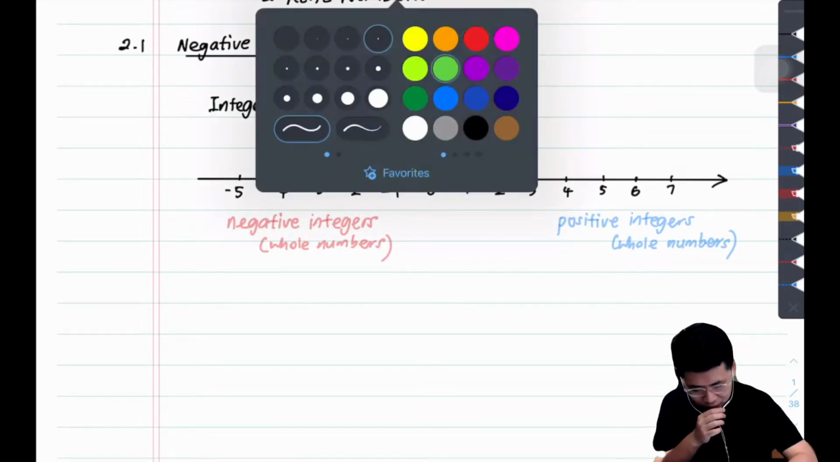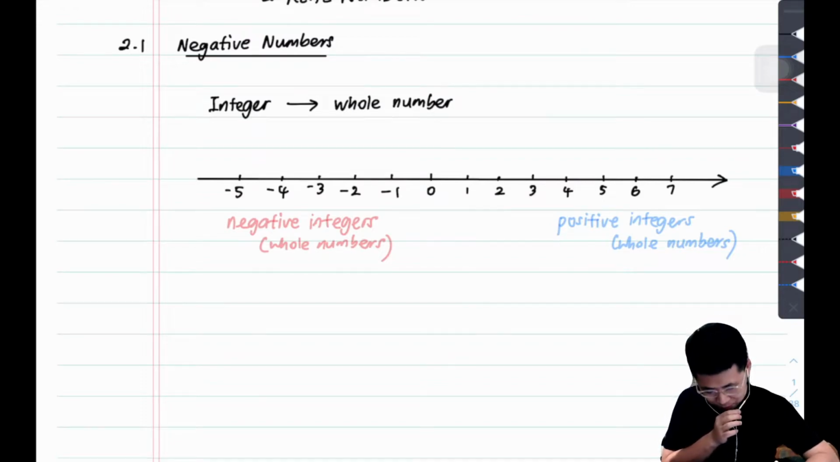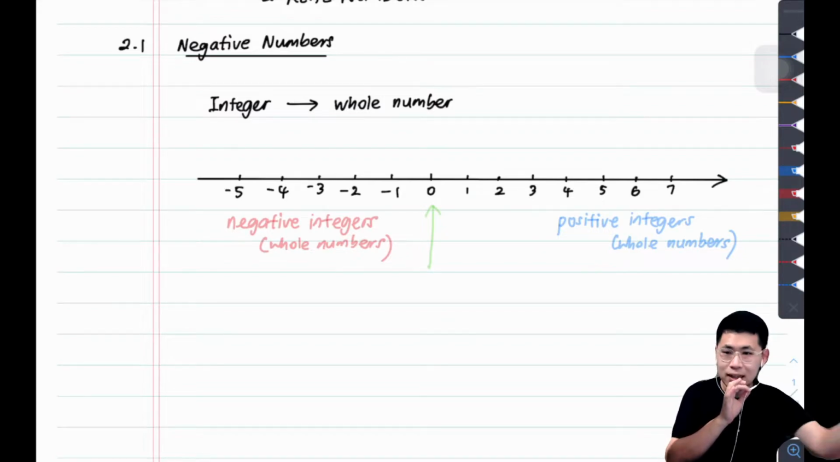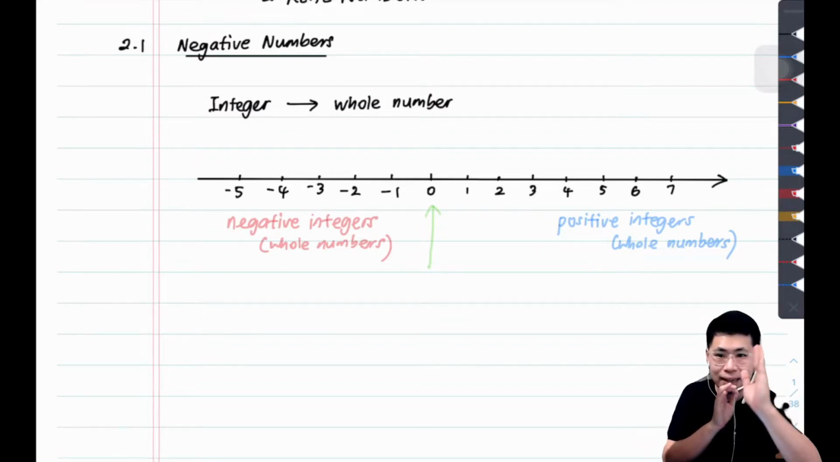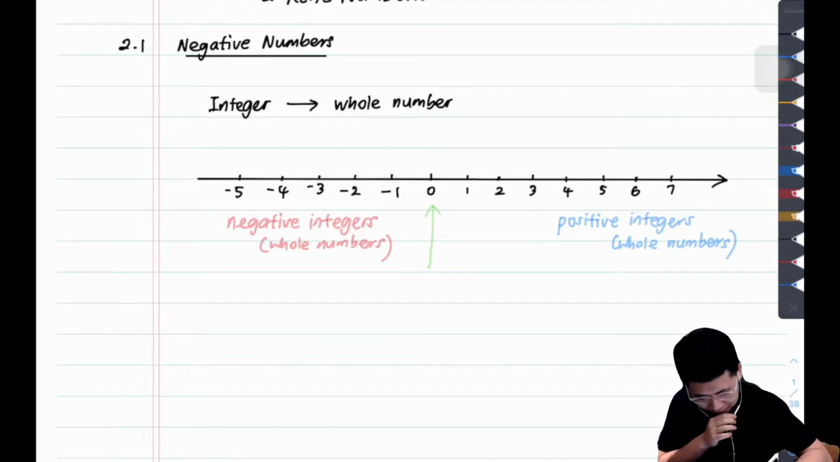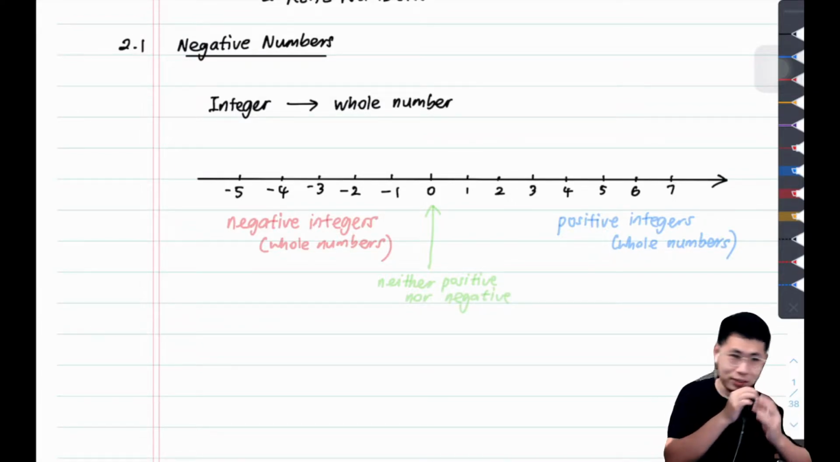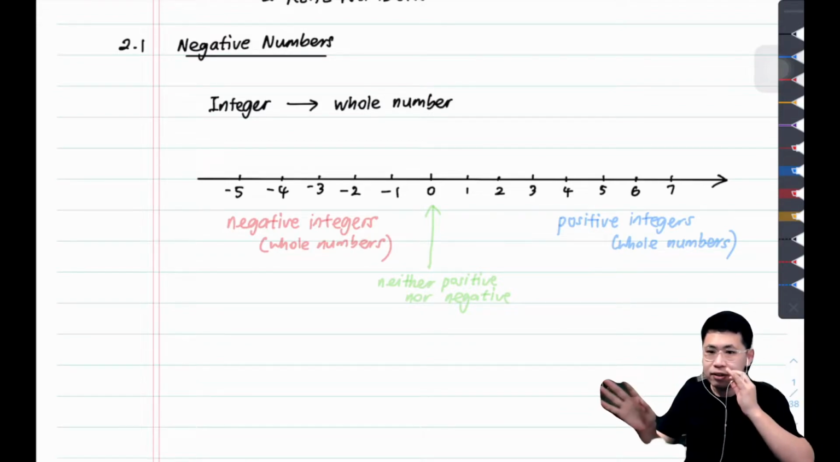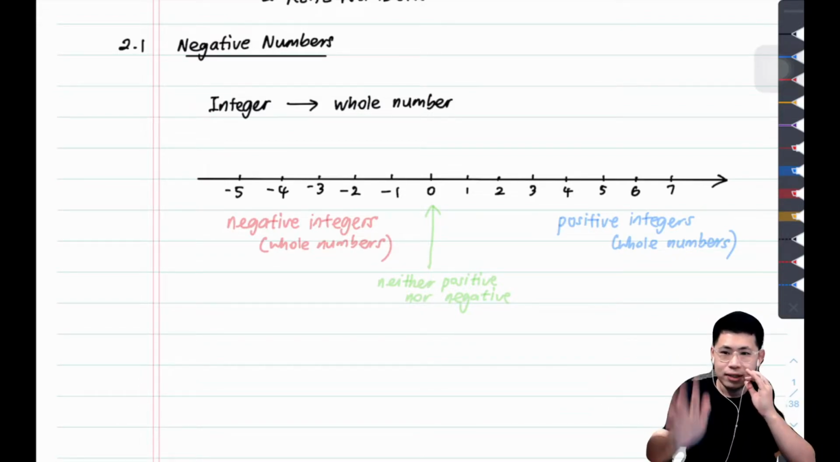Okay, so now the next one is, what about 0? What do you think about 0? So it's on the positive side, then there's the negative. 0 will lie in between. Correct? It is the balancing point. So 0 is neither positive, it's not a positive number, nor is it a negative number. It is a neutral number. So we have our positive numbers, our negative numbers, and now we have 0, which is neither positive nor negative.